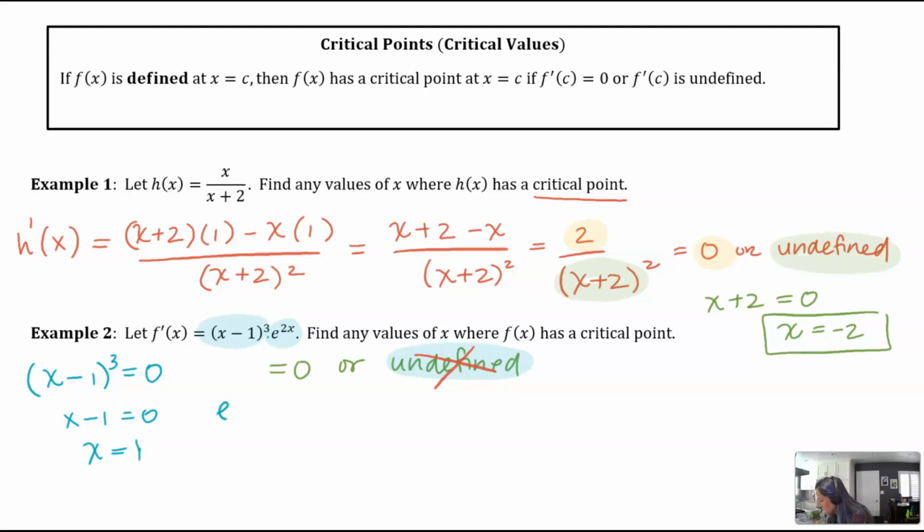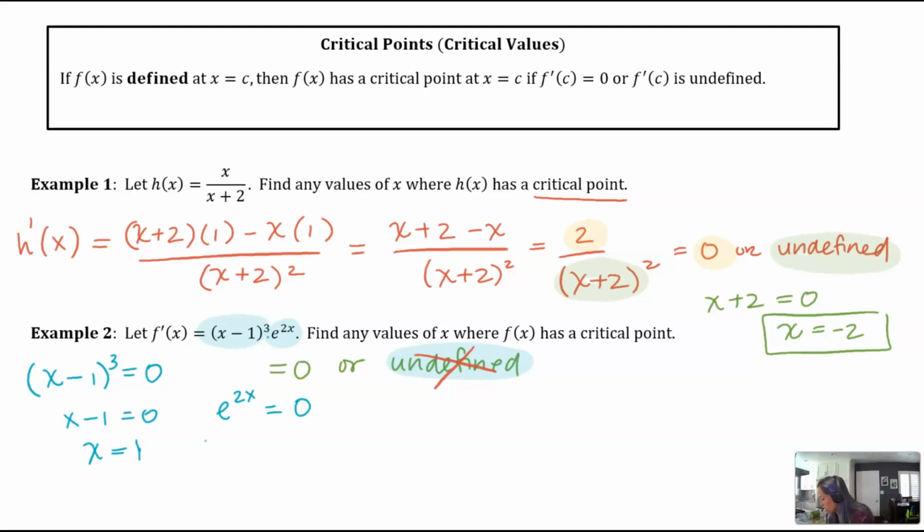And we could also set up e to the 2x is equal to 0. And we might scratch our heads at this for a second, but we have two ways to recognize that there are no x's where this is going to be the case. One is realizing our exponential has a horizontal asymptote at y is equal to 0. It never hits 0, right? It never crosses that axis unless, of course, we have a shift downward.